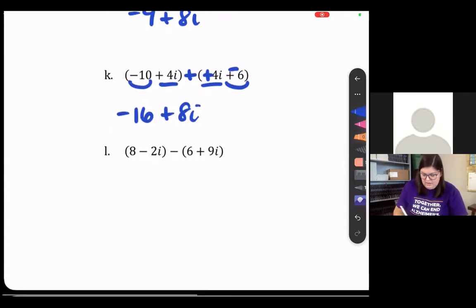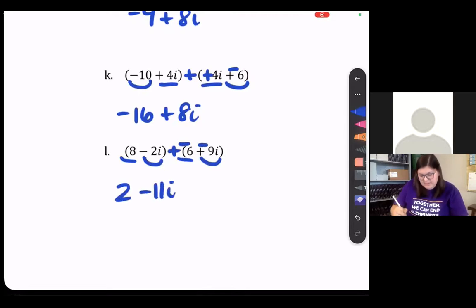Okay, same thing for L. Change all those signs in there. Then combine like terms. So 8 minus 6 gives me 2, -2i, -9i, -11i. Okay, so you are just combining your like terms there. If it's a negative, make sure you distribute it first and then combine like terms.